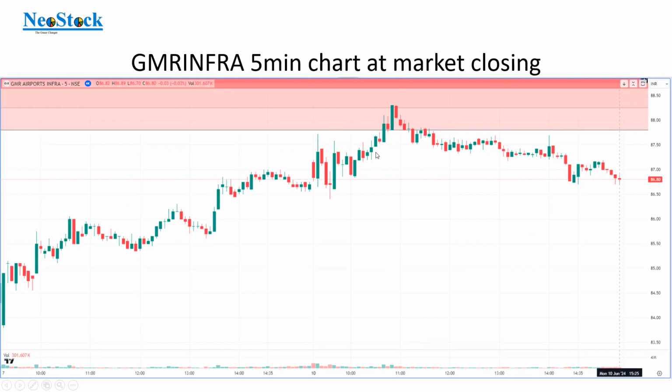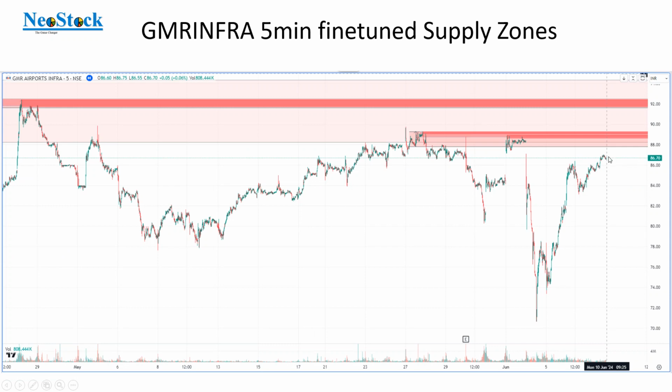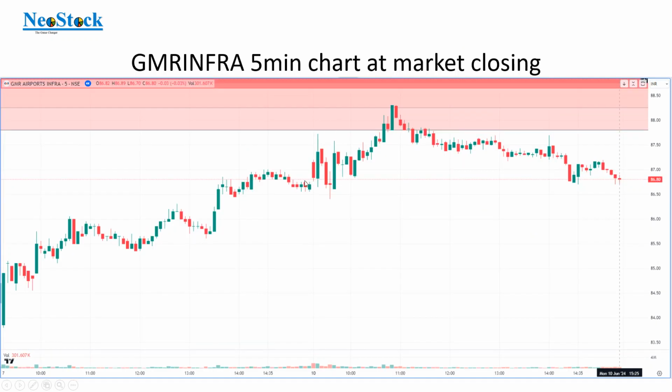Once the market started, see, previously the market closed here. After that the market started, prices moved up, and they reached near this fine-tuned area. If you add the entry buffer, we slightly missed this trade. Even after adding the entry buffer, the price did not reach the entry buffer. Otherwise it could have been a very good trade.